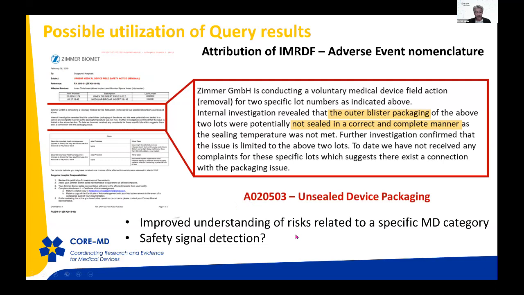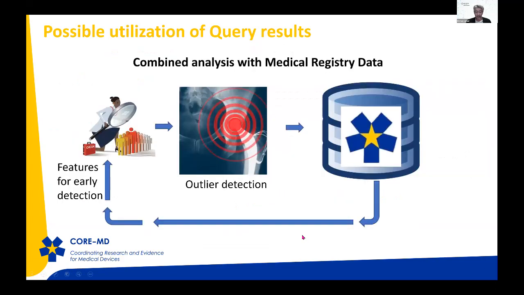An additional possible use we are investigating together with other partners of the CoreMD consortium would be the combined analysis of information from medical registries of implanted devices with information obtainable from our database, in order to extract features or patterns that could help in an earlier detection of the outliers in these registries, without waiting for one or more years for them to be detected.